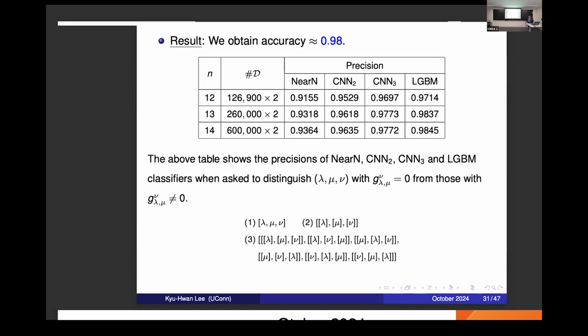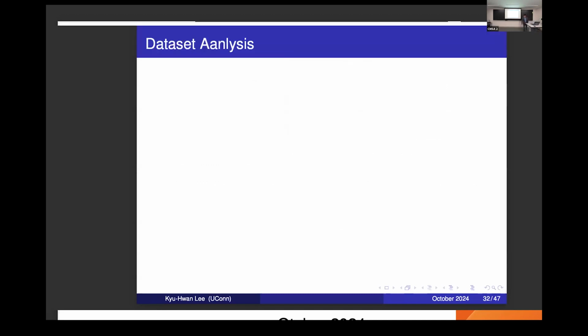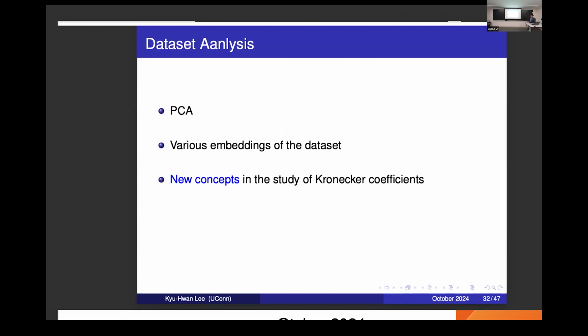I changed some input formats, and the accuracy varies slightly, but in any case, it doesn't change much. And the point is, we got high accuracy. And of course, I wanted to see what's going on. I did some analysis, PCA, and I looked at the coordinates of the principal directions, and I considered various embeddings of the data set, and all these efforts made me introduce new concepts in the study of Kronecker coefficients. So I will define these new concepts, but the PCA plots and all these are not very pretty, so I didn't bring the pictures.